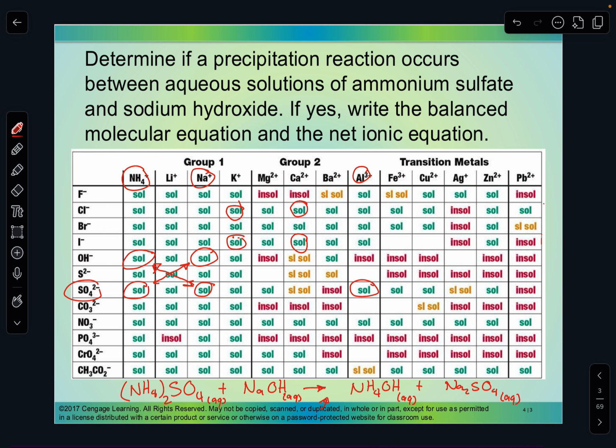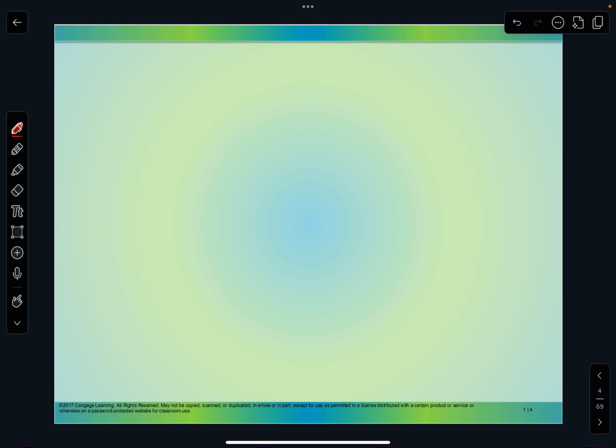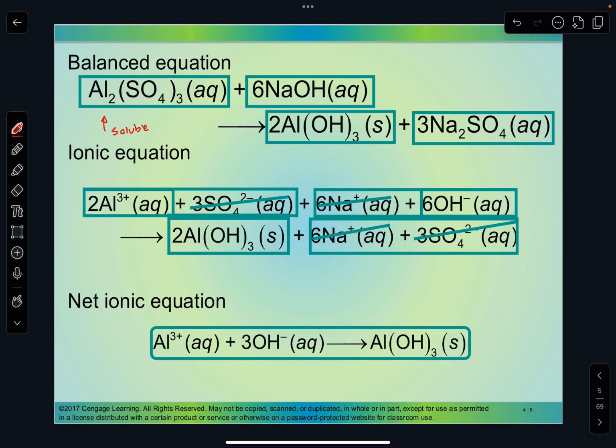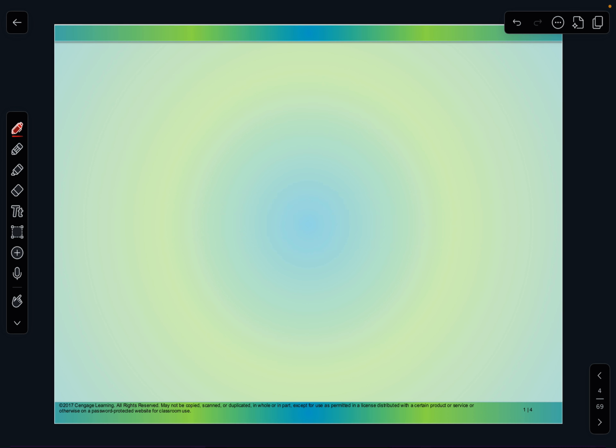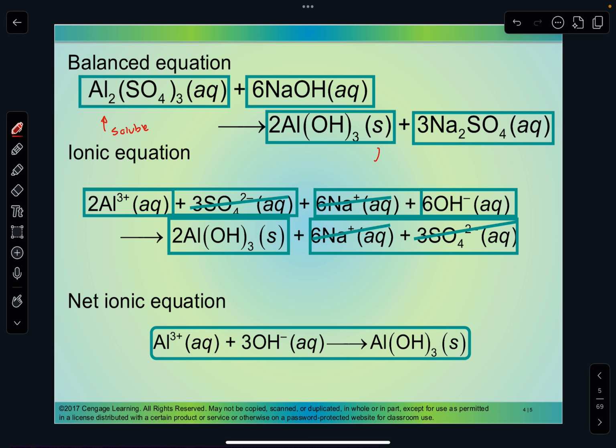And then the other thing that we have is sodium hydroxide, which we already know is going to be aqueous. So this is going to be soluble. Now we can go to aluminum hydroxide. And so we have aluminum, we'll go to hydroxide, that's going to be insoluble. So we know that we need to put an S right here. So that's insoluble.